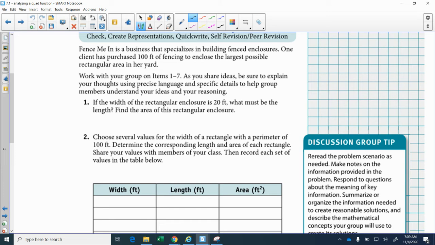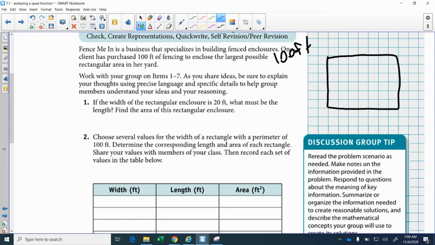Now, in this particular problem, they have a situation where you have 100 feet of fencing and you want to enclose a large area, okay? So what you're trying to do is create a fenced-in area like so with 100 total feet of actual fencing material, okay?